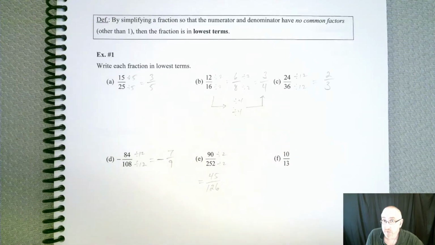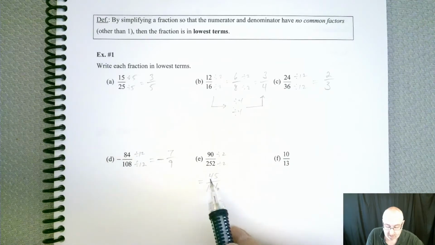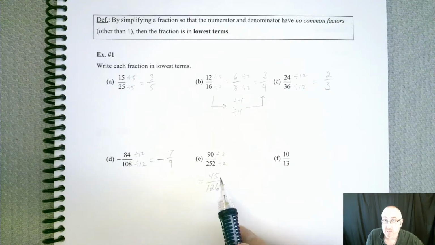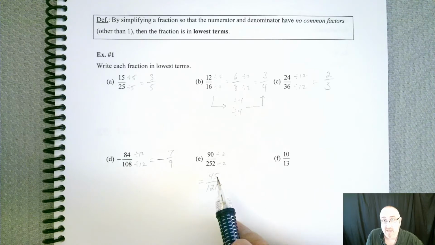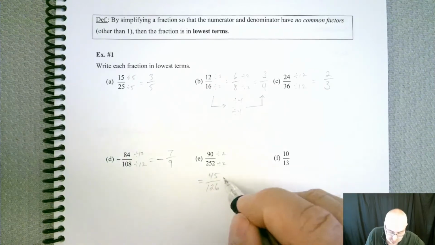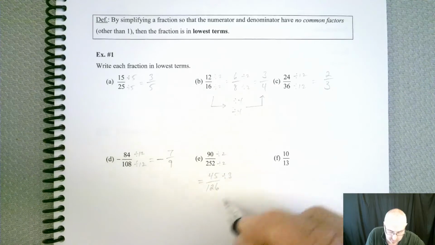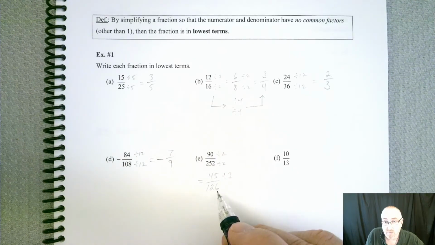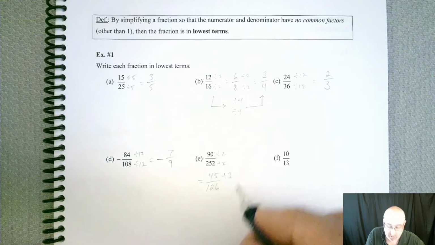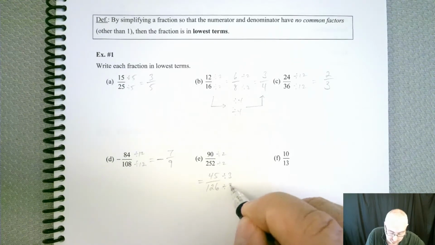Here's a little trick for 3s. If you add up the digits and it's divisible by 3, then the overall number is divisible by 3. So 4 plus 5 is 9. 9 is divisible by 3, so we should be able to divide a 3 out of here. And 1 plus 2 is 3, plus 6 is 9, so we can divide 3 out of there too.